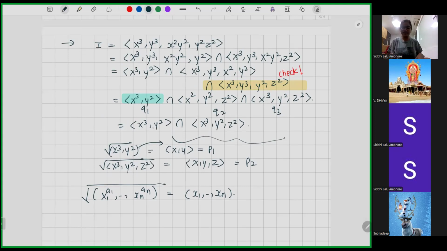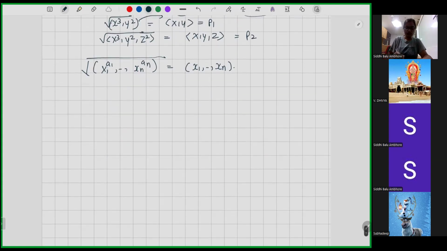Because if I am writing this, this actually contains this ideal now, and that doesn't make sense, but it has to be x square, y cube, and z square. Just so you know. Now we will move to question 9.